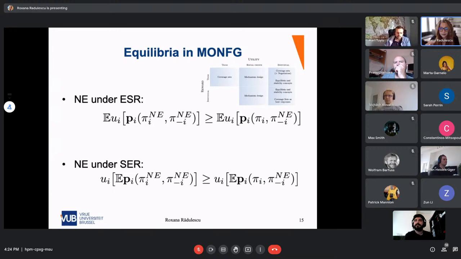But in multi-objective settings, we still need to apply the utility function. So in the case of ESR, this will be done after every interaction, and thus basically reducing the game to the corresponding single-objective normal form game. But in the SCR case, we scalarize after taking the expectation, after taking the expected payoff over multiple interactions. So this is basically the big distinction here.